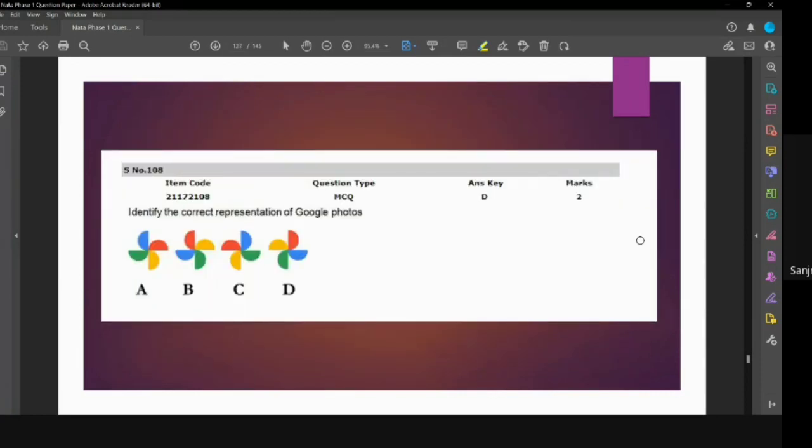Next question, they have asked to identify the correct representation of Google Photos. The question asks which is the correct representation of Google Photos. So there are 4 options. The correct answer is option D.